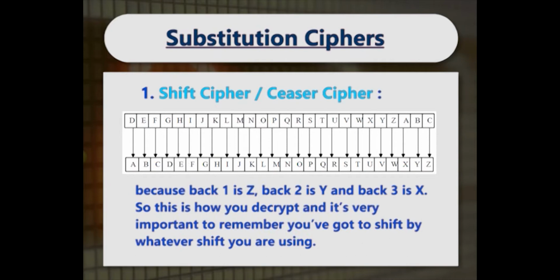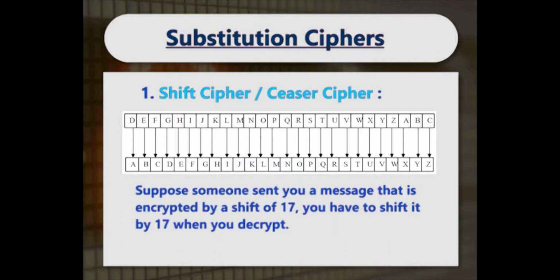So, this is how you decrypt, and it is very important to remember you have got to shift by whatever shift you are using. Suppose someone sent you a message that is encrypted by a shift of 17. You have to shift it by 17 when you decrypt. If you shift it by a different number, your message won't make any sense. So, just keep that in mind.